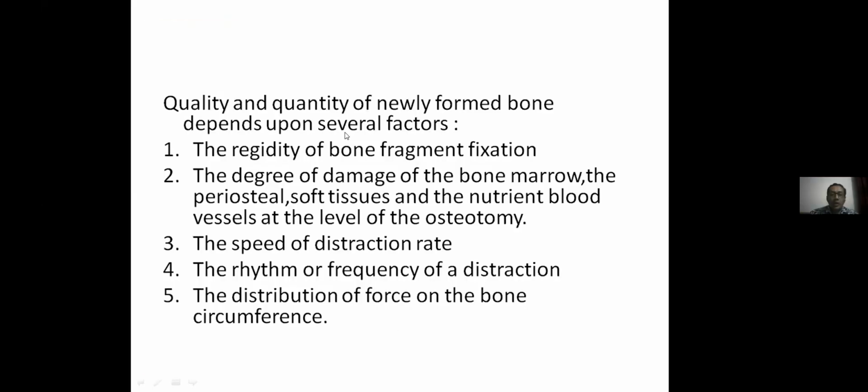Quality and quantity of the newly formed bone depend upon several factors. Number one, the rigidity of bone fragment fixation. Number two, the degree of damage of the bone marrow, the periosteal soft tissue, and the nutrient blood vessels at the level of osteotomy. Number three, the speed of distraction rate, and the rhythm or frequency of distraction. Number five, the distribution of force on the bone circumference.